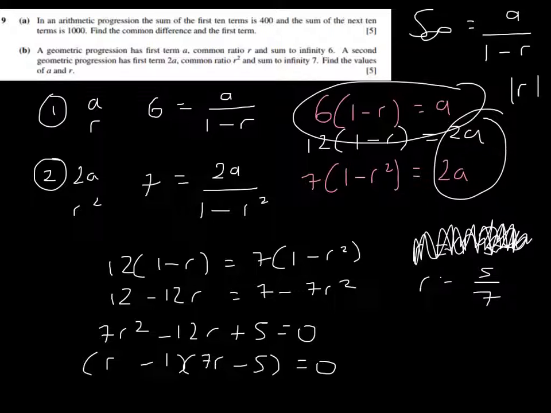So that means R actually can only be 5/7, and if we know what R is, then we can use our equations here to work out what A is. If I use this equation here, for example, I know that 6 equals A over 1 minus 5/7, which is 2/7. And if you do that on your calculator, so 6 times 2/7, you will get an answer of 12/7. And we're done.